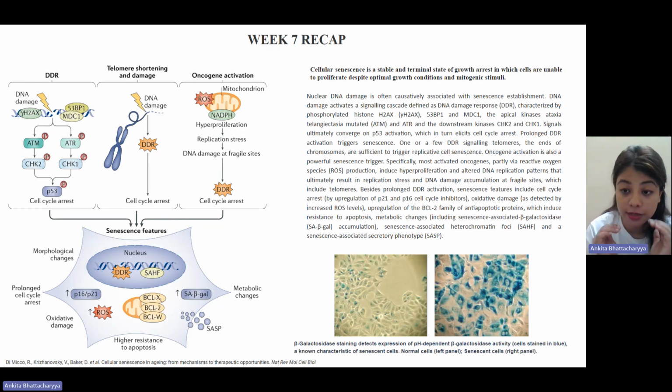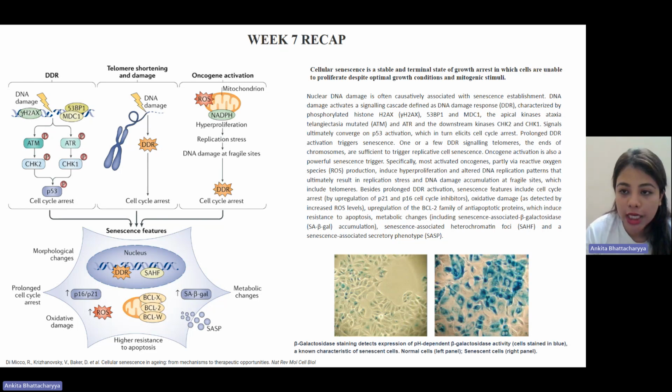After ATM and ATR kinases have sensed the presence of damage, they phosphorylate the downstream kinases Chk1 and Chk2. These are checkpoint kinases, which, if you remember, is something we had discussed even during the initial cell cycle classes. So Chk1 and Chk2 phosphorylation is responsible for phosphorylating P53, and it pushes cells towards cell cycle arrest. It does not allow the cell cycle to proceed through. So signals ultimately converge on P53 activation, which in turn elicits cell cycle arrest.